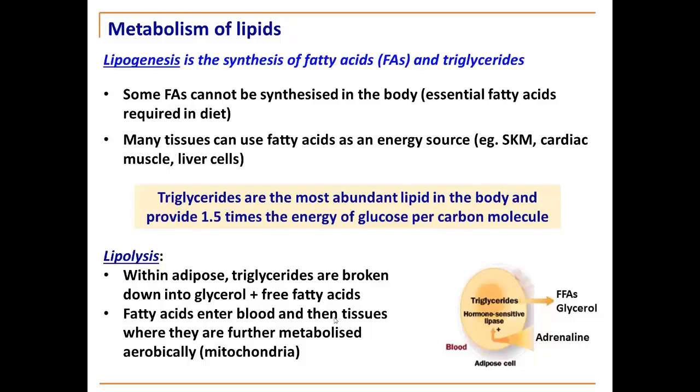So within our adipose tissue, your triglycerides are broken down into your glycerol and your free fatty acids. So here's your blood, here's an adipose cell, and here are your triglycerides. And there's basically a little enzyme in there. It's called hormone-sensitive lipase, and that breaks down your triglycerides into fatty acids. The FFA stands for free fatty acids, and your glycerol backbone, which can then go to the liver and be reconverted into glucose. And for example, adrenaline is an example of a hormone that will stimulate this enzyme to release free fatty acids into the blood to be able to use as an energy source, and they get metabolized aerobically.